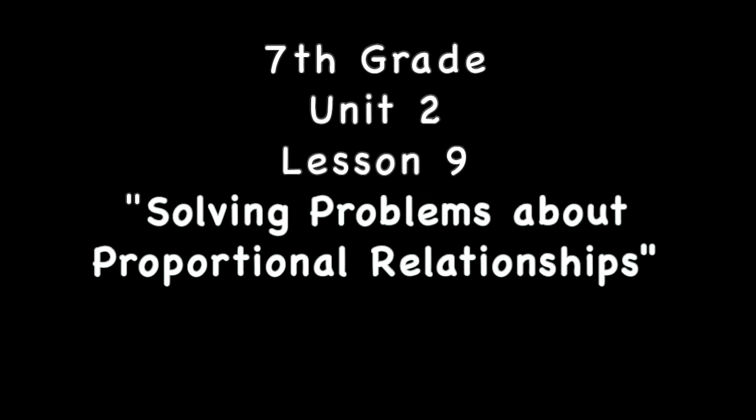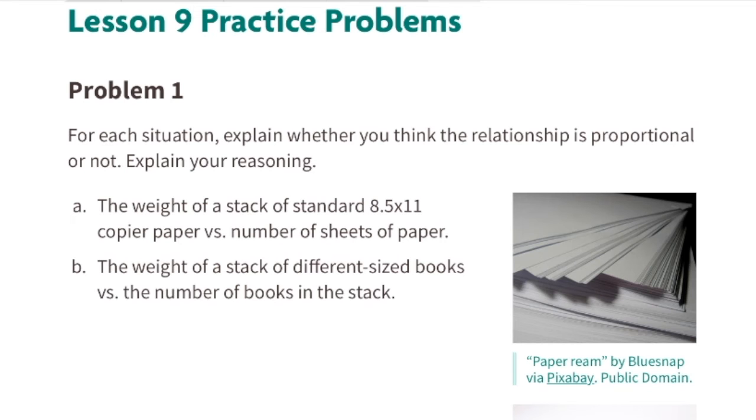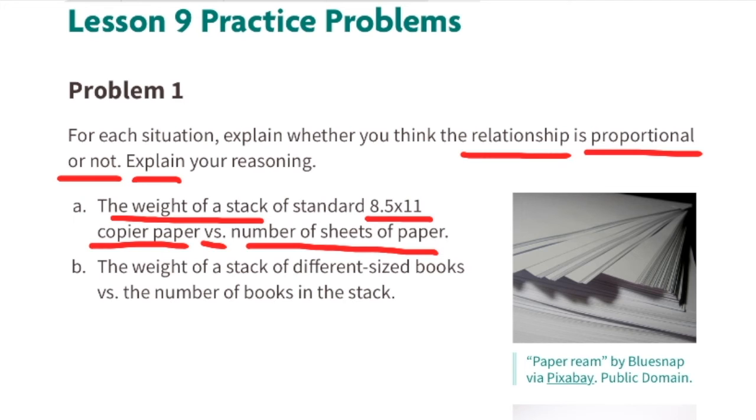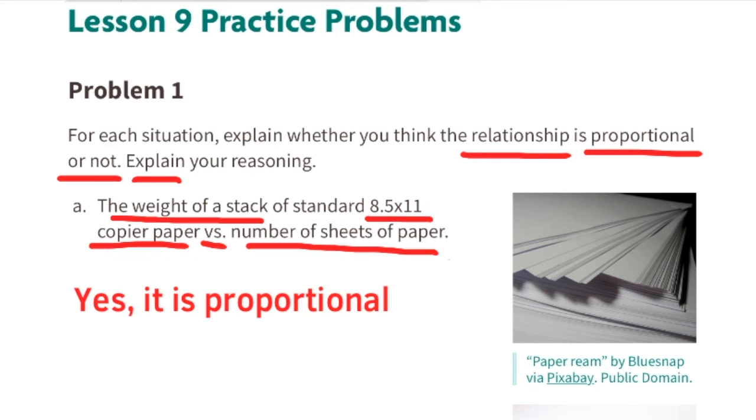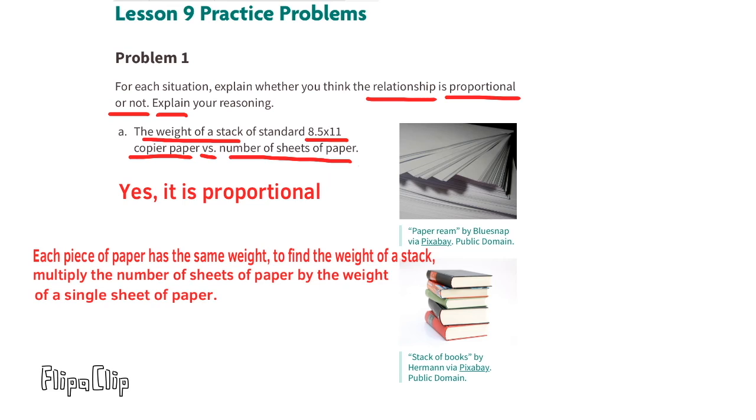Seventh grade, Unit 2, Lesson 9, Solving Problems About Proportional Relationships. Problem number 1. For each situation, explain whether you think the relationship is proportional or not. Explain your reasoning. A. The weight of a stack of standard 8.5 by 11 copier paper versus number of sheets of paper. Yes, this situation is proportional. Each piece of paper has the same weight. To find the weight of the stack, multiply the number of sheets of paper by the weight of a single sheet of paper.